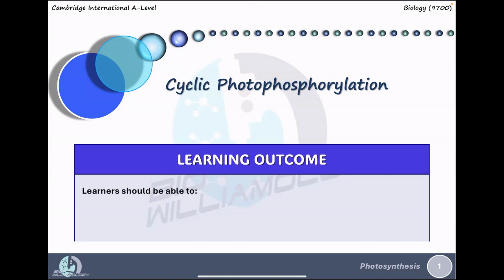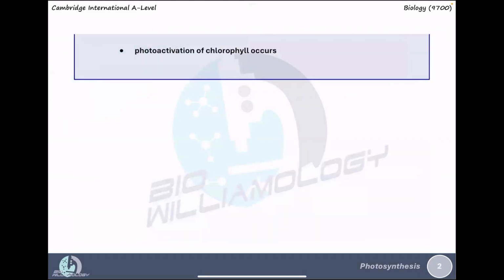In this lesson, we will explore cyclic photophosphorylation. At the end of this lesson, you will be able to explain that in cyclic photophosphorylation, only photosystem 1 is involved, photoactivation of chlorophyll occurs, and ATP is synthesized. Let's get started.